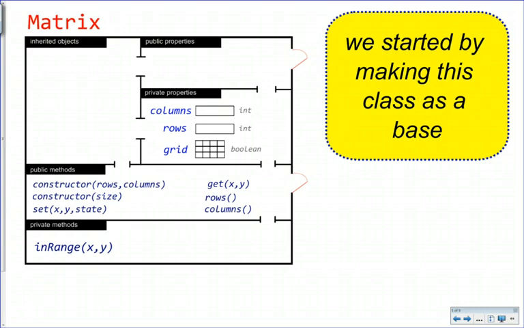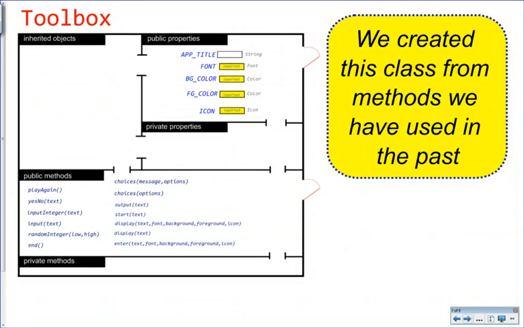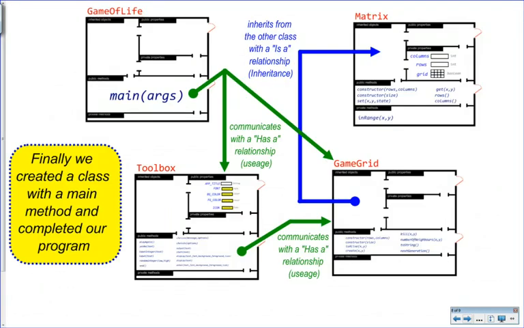And again, I don't know if all of you did this example. Then we made a game grid class, and a game grid is a matrix. So everything that was built into matrix is now part of game grid. And we built methods that were public with that, like kill and number of neighbors, etc. And then we even used something like a toolbox class, where a whole bunch of useful methods got put into a public area. We put a whole bunch of useful properties into a public area. And then we kind of created the game of life that way.